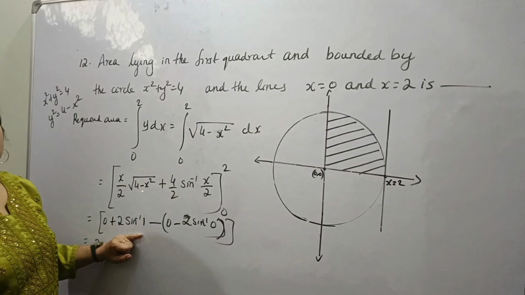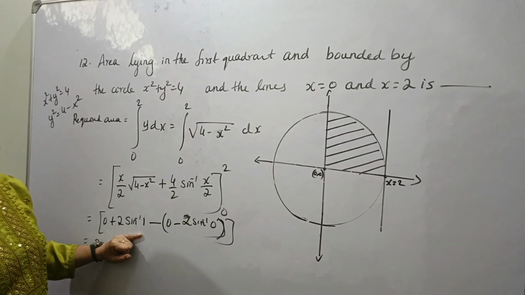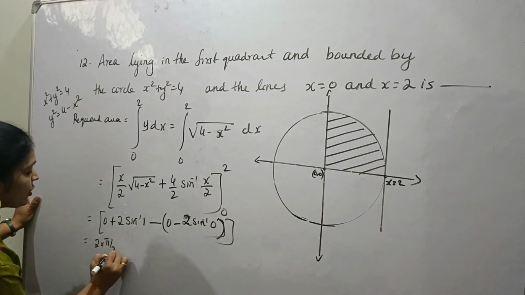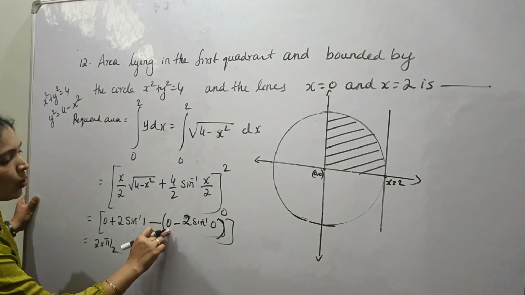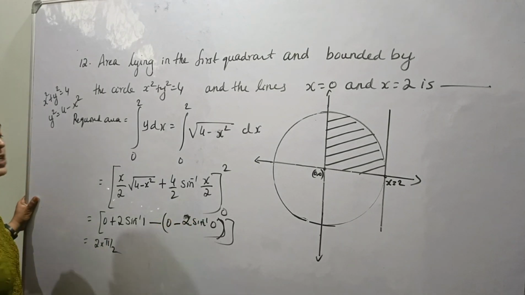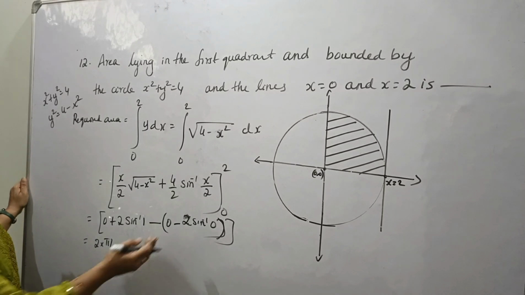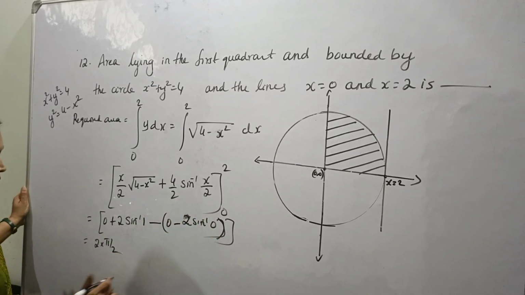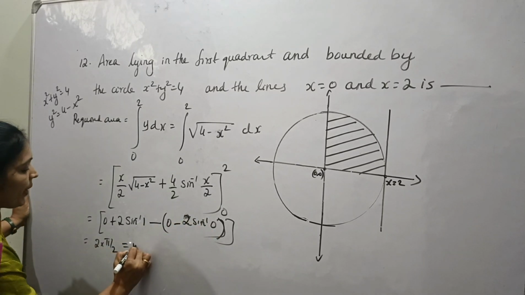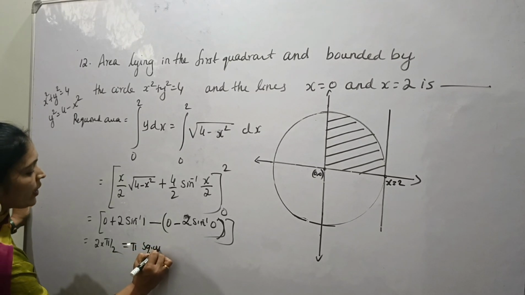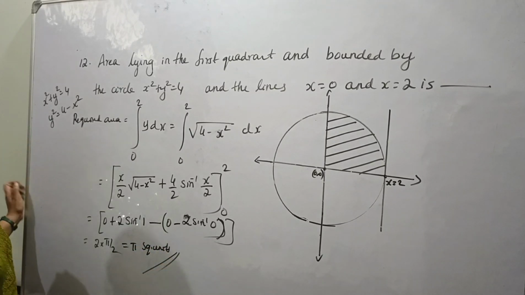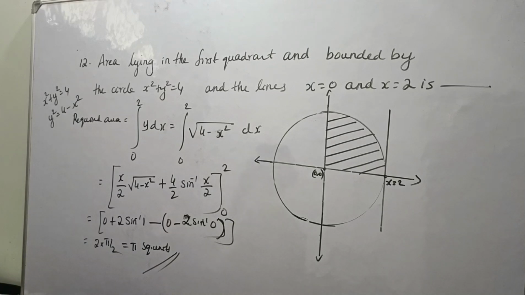Sine inverse 1 is nothing but pi by 2. Sine pi by 2 is 1. So pi by 2 minus 0 minus, here sine inverse 0 is 0. Sine 0 is 0. Therefore, this part will be 0. That is equal to pi. So required area is pi square units.